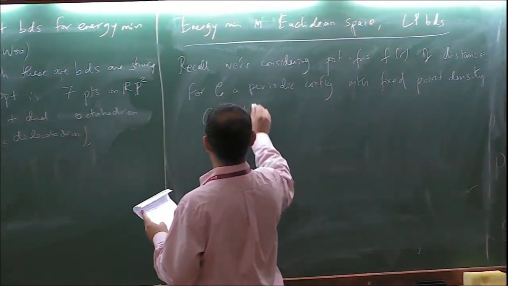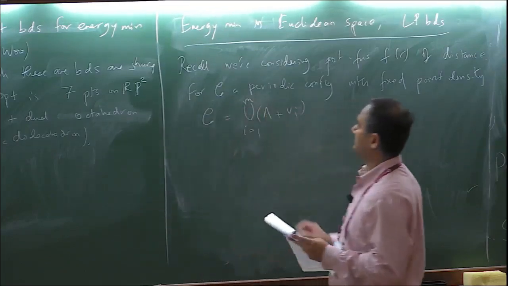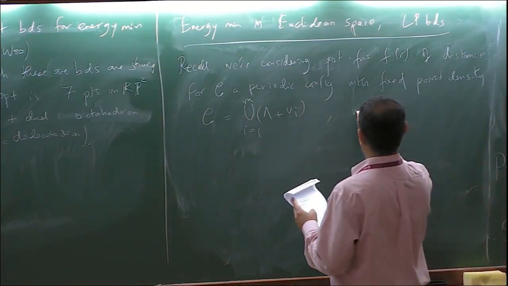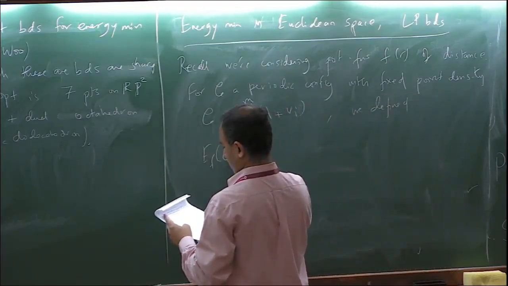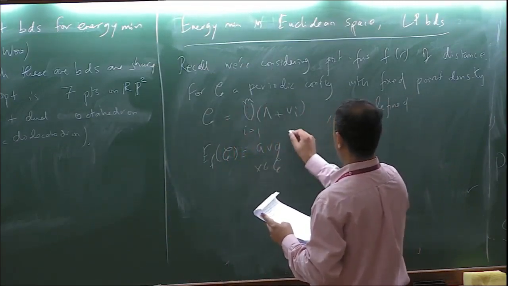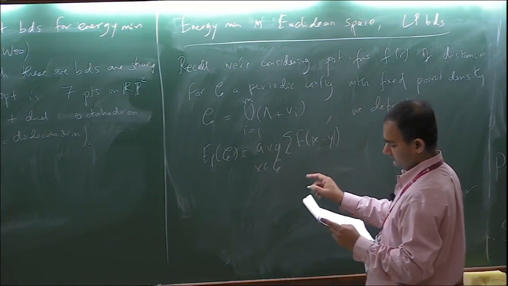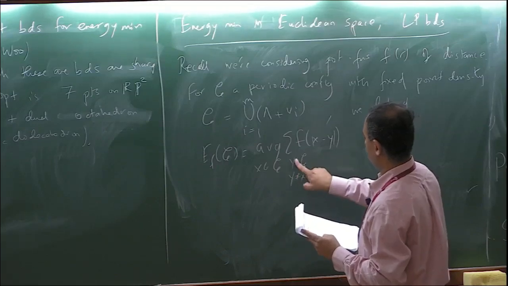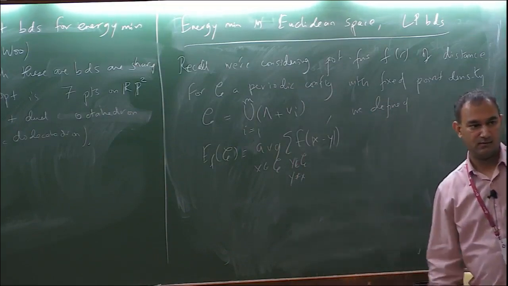Let's say C is the union of some M translates of a lattice, lambda. We defined, for a potential function f, the potential energy E_f of C to be the average value over points x of C of the sum of f of the distance between x and y, where y ranges over all points of C not equal to x. So this is the local energy at x, and then you average over all x.